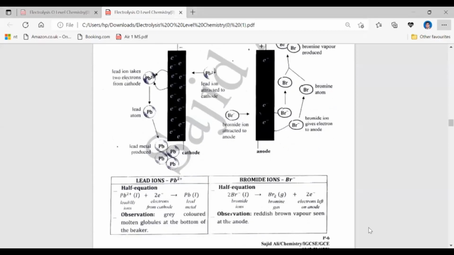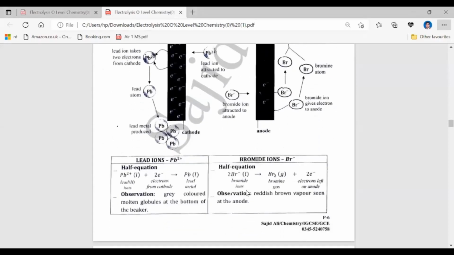Now here you can see half equations. What happens with lead ions during electrolysis of lead II bromide? Lead II ions gain electrons to make lead that will be deposited as shiny droplets of liquid lead, gray colored molten globules at the bottom of the beaker, because metals always have a shiny surface. So gray shiny colored molten globules at the bottom of the beaker will be seen during electrolysis.